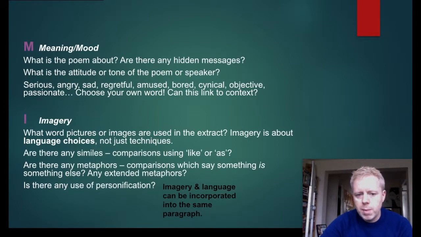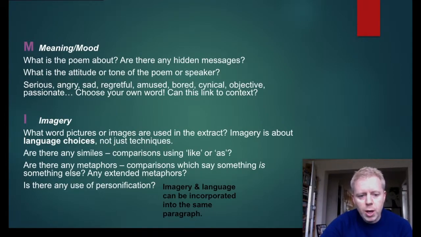Meaning and mood. What's the poem about? Are there any hidden messages? What's the attitude or tone of the poem or speaker? Is it serious, angry, regretful, cynical, whatever? And can you link this to context or what the poem's about? Is it autobiographical? What mood, what mindset was the poet in before writing the poem?